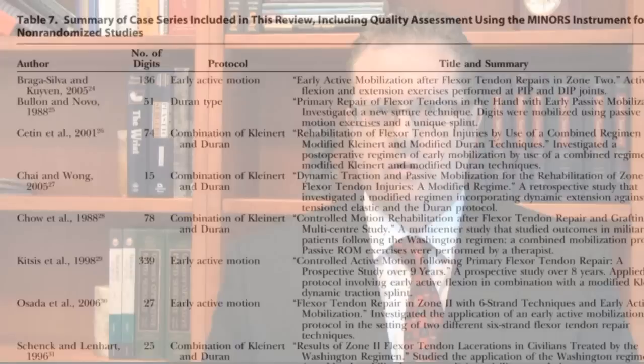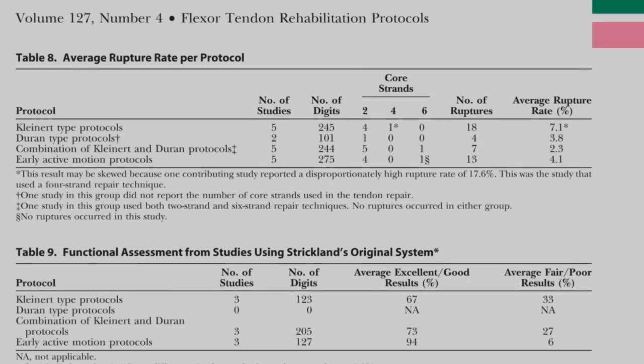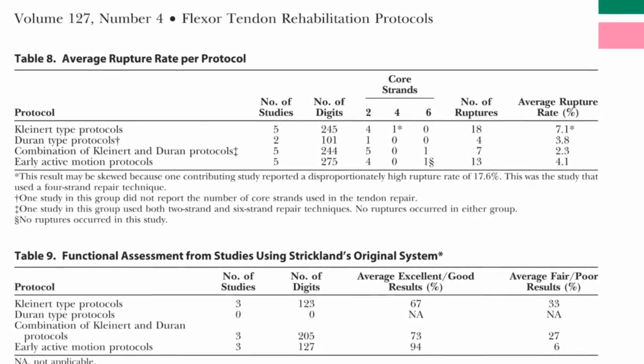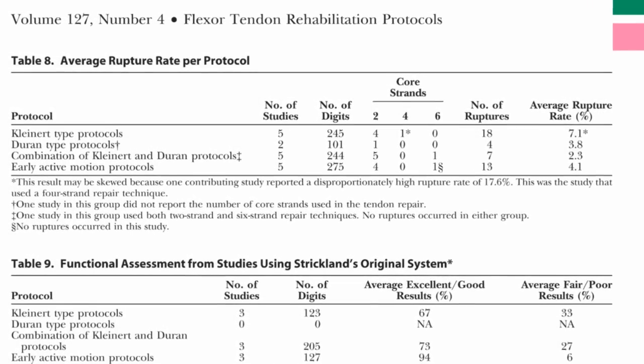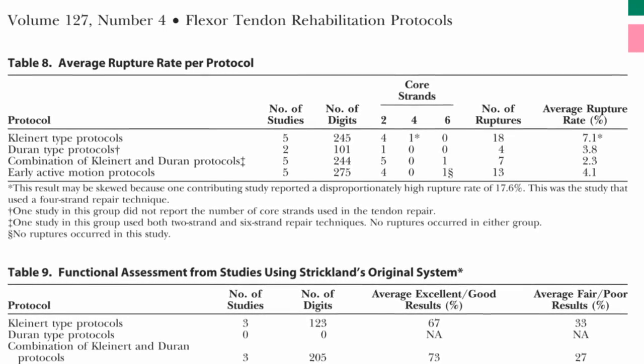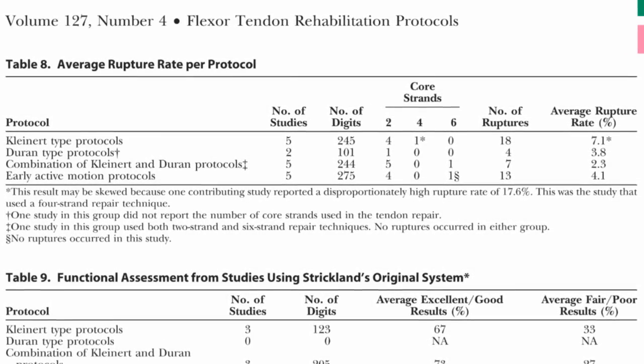In terms of the primary outcome parameter, the authors found that the protocol with the lowest rupture rate was the combined Kleinert-Duran protocol with a rupture rate of 2.3%. The protocol with the highest rupture rate was the Kleinert protocol with a rupture rate of 7.1%. It should be noted that none of these differences were statistically significant. So in essence, the authors did not find a significant difference in the rupture rate between the various rehabilitation protocols.